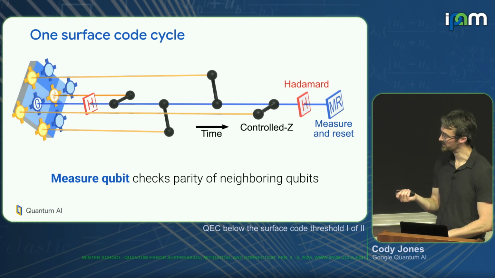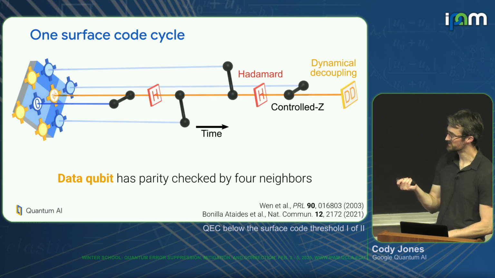And from the perspective of its neighbor, there's something very similar where this data qubit will be interacting with, in general, 4 neighbors, 4 blue measure qubits, and also go through some Hadamards, some CZs, and then something added here on the end is dynamical decoupling, which is a way of protecting ourselves from low frequency noise during the readout process.